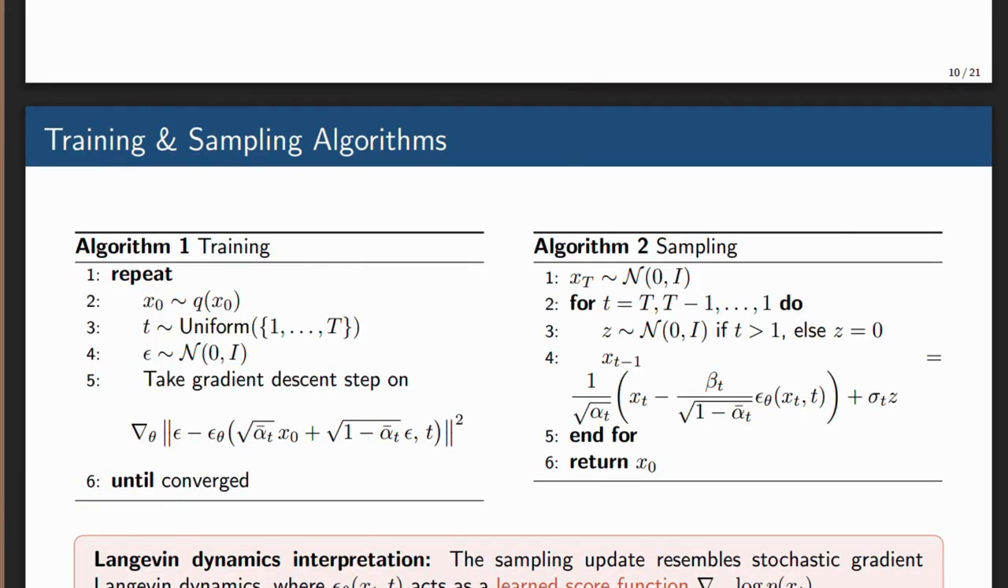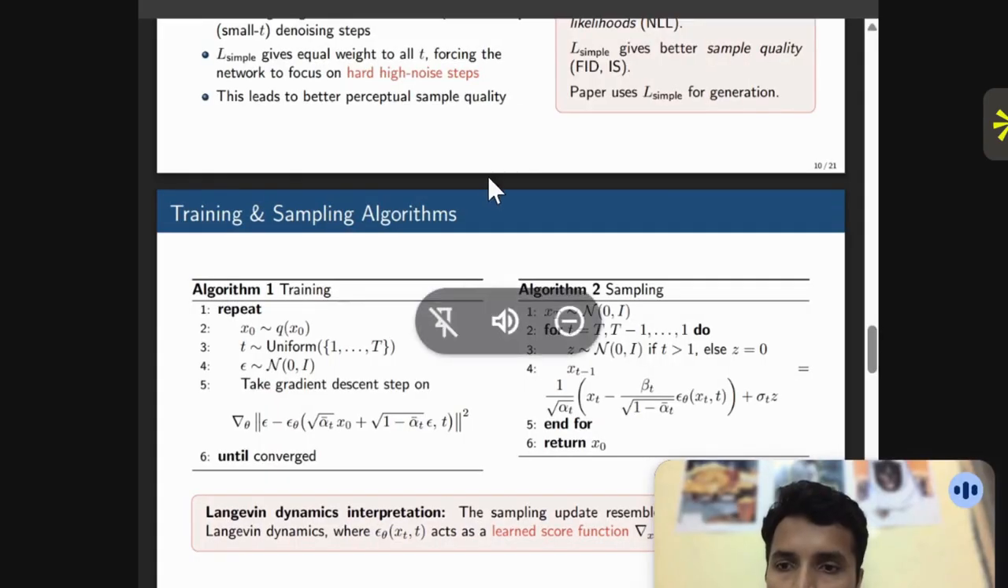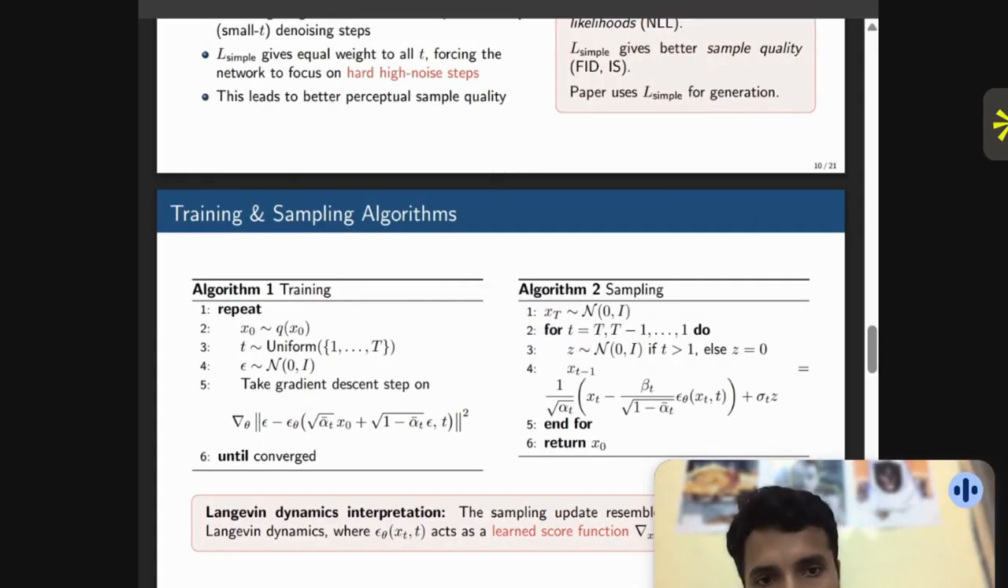Yeah. So now, training and sampling. Let's discuss the training and sampling algorithm that we have. In terms of training, what we go ahead and do now is we take a clean image, pick a random time step t, and add random noise epsilon to it.